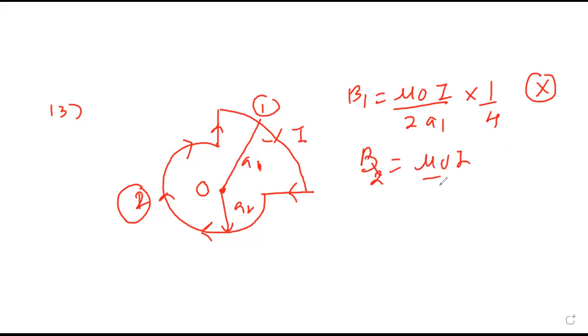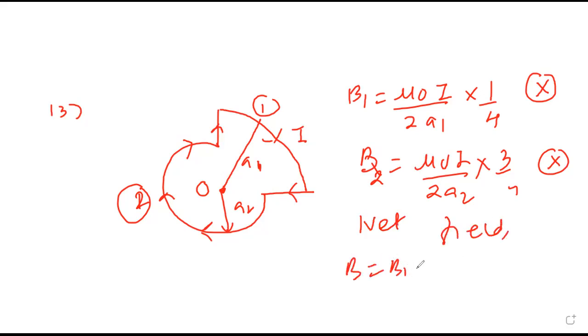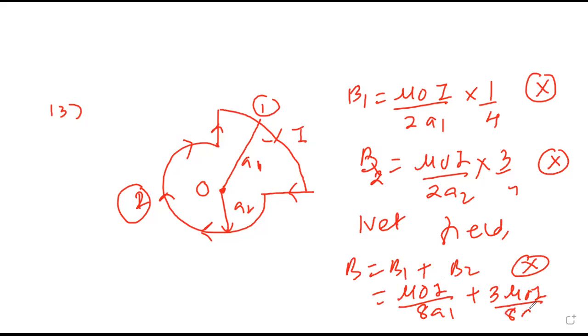What will be B2? Mu naught I upon 2 times radius, but 3/4. Inward or outward? Again inward. So what will be the net field? Addition, we add them, and the resultant will be directed inward. So mu naught I upon 8A1 plus 3 times mu naught I upon 8A2. So you can take common mu naught I upon 8, inside 1 upon A1 plus 3 upon A2. I hope you followed. Yes, sir.